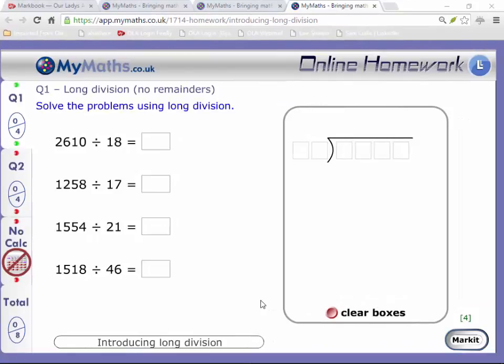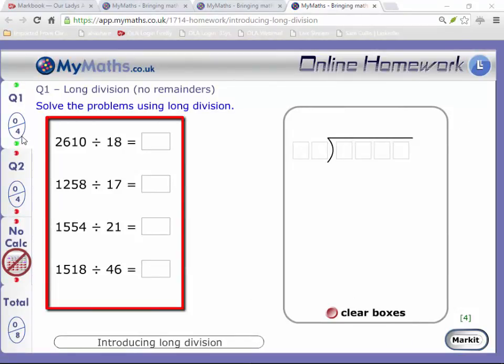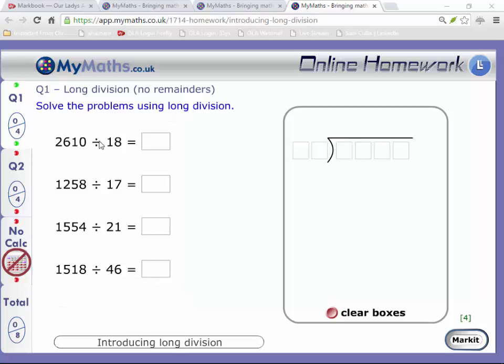We have some long division problems to solve on question number 1. There's 4 marks, one for each of these problems set down the left hand side. On the right hand side you've got your work area where you can actually do the working out. So let's start with the first one, which is 2610 divided by 18.